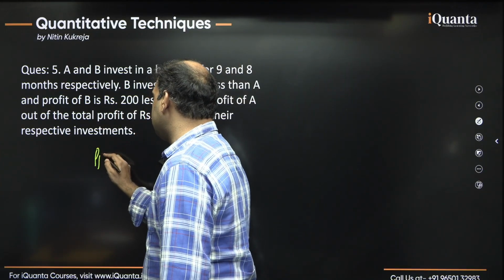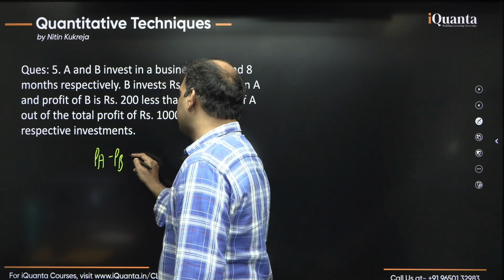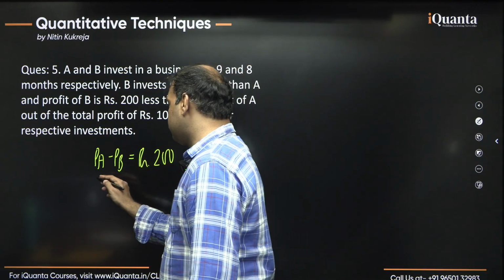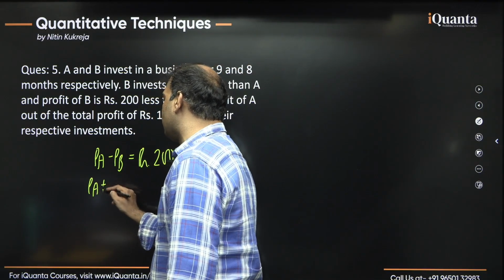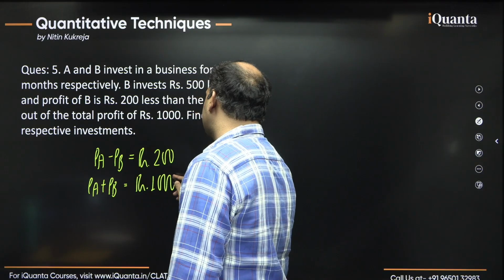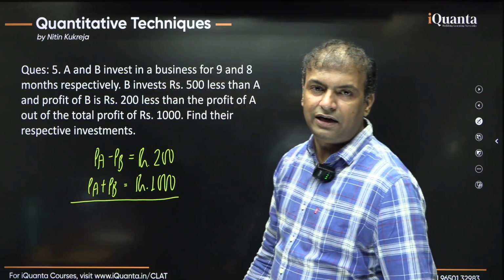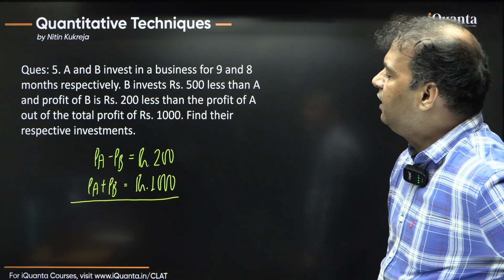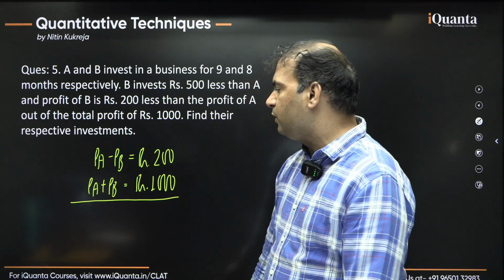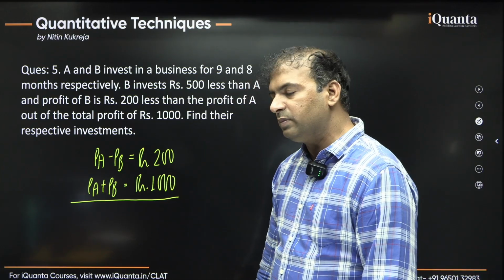That means the profit of A is more. Clearly, the profit of A is 200 more than the profit of B, and the total profit which they make is 1000. That means the sum of the profits of them must be 1000, right? Now, with the help of these two equations, we shall get the values of PA and PB. These two are very easy equations, guys. You can add the equations, and you will get the values of PA and PB one by one.